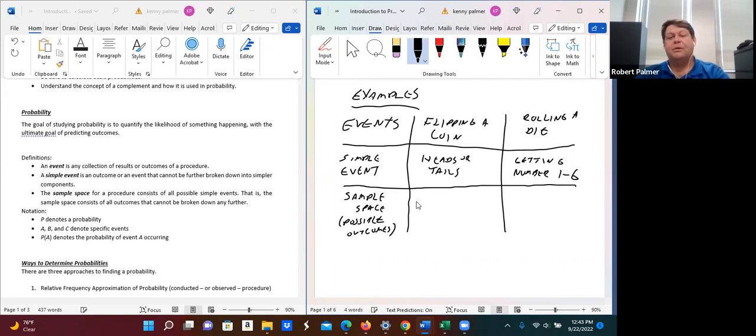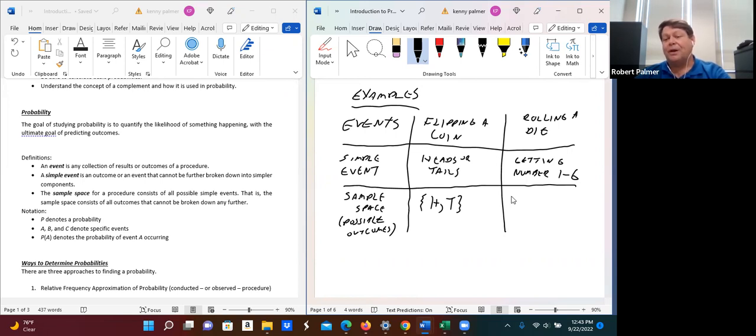Of any event. Okay, so for flipping a coin, we write the sample space with these squiggly brackets. You can either get a head or a tail. That's your sample space. That's what could possibly happen. And those are also the simple events.